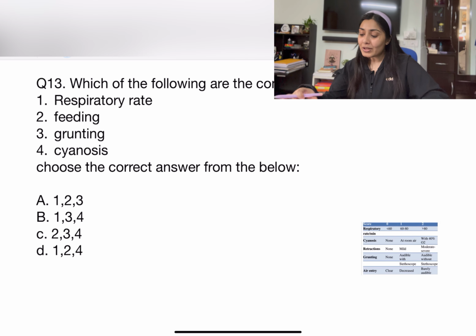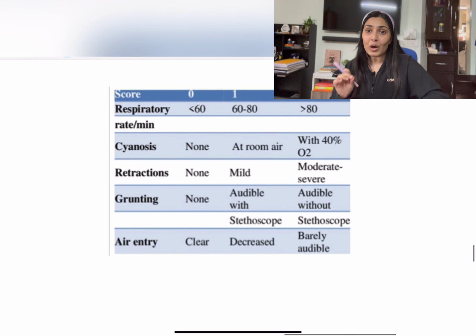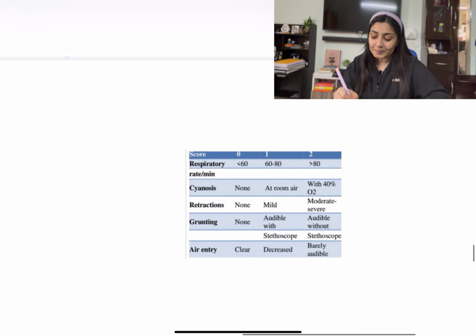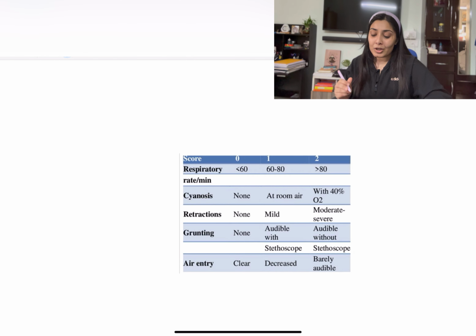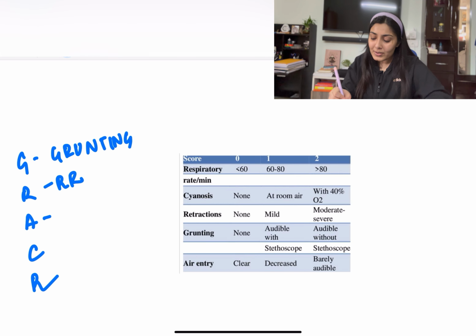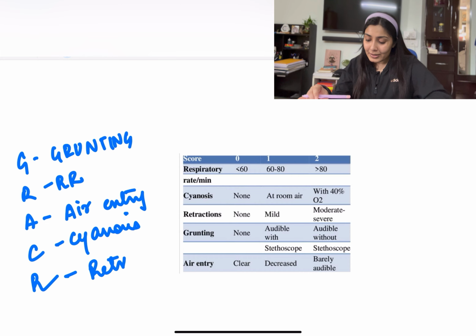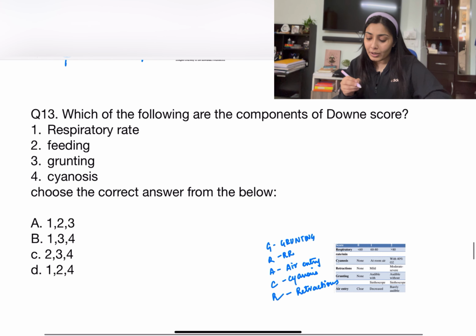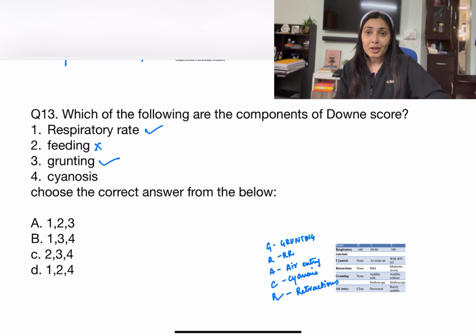So if you look at the Downes score, I usually tell my students in the class that to remember the components of Downes score, the mnemonic is GRACE. G is for grunting, R is for respiratory rate, A is for air entry, C for cyanosis, and E for retractions, right? So let's look into the options. Grunting, respiratory rate is a feature, feeding is not, grunting is, cyanosis is. So 1, 3 and 4. Option B is correct. Right?